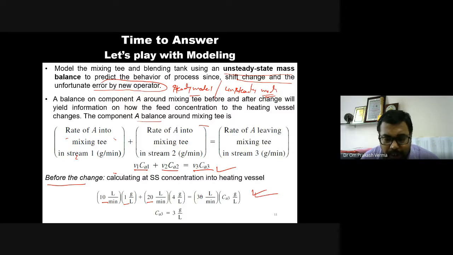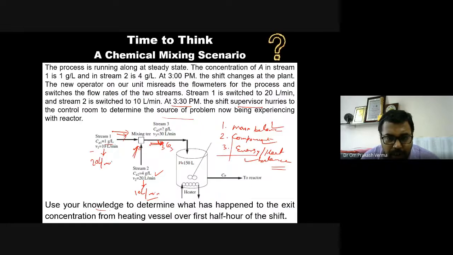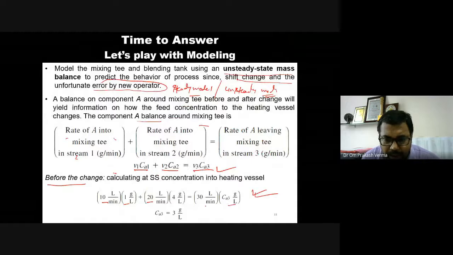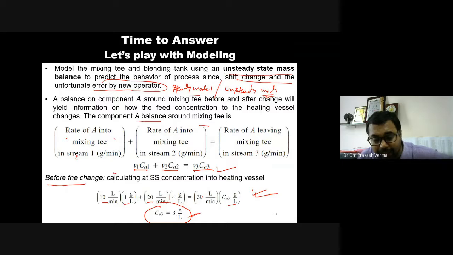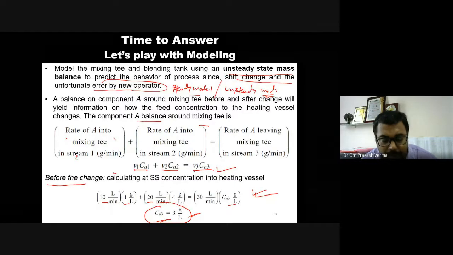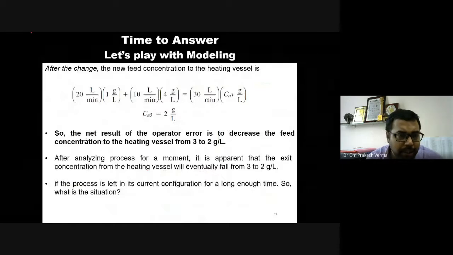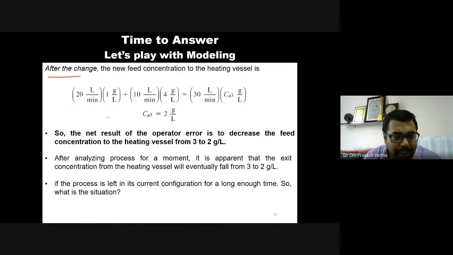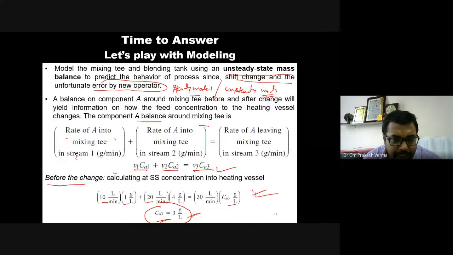4 grams per liter, 30 liters per minute, as you can see from here, but the concentration was not mentioned here, so we calculated the concentration: 3 grams per liter. Initially, when it was at steady state, it was 3 grams per liter. However, after the change, after 30 minutes, what happened? 10 is changed to 20 liters per minute, and this is changed to 20 liters per minute.